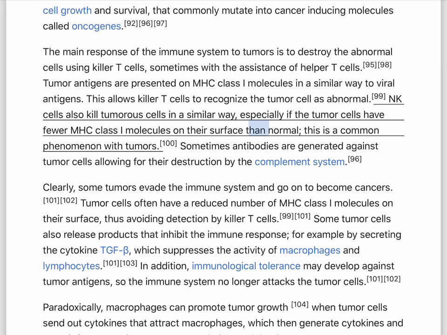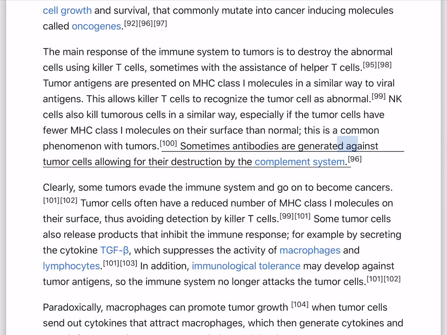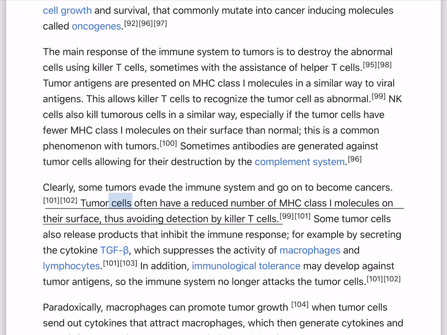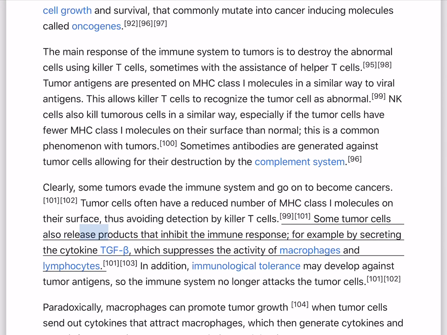This is a common phenomenon with tumors. Sometimes antibodies are generated against tumor cells, allowing for their destruction by the complement system. Clearly, some tumors evade the immune system and go on to become cancers. Tumor cells often have a reduced number of MHC class I molecules on their surface, thus avoiding detection by killer T cells.